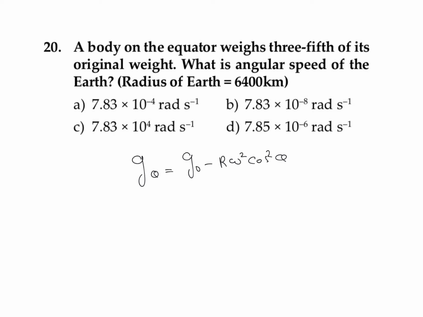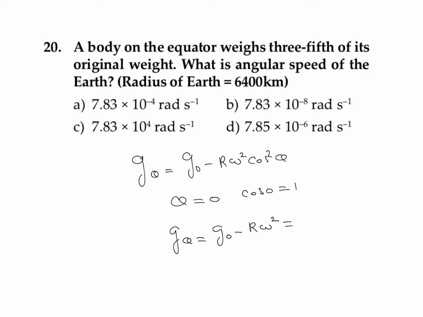And we know that at the equator the value of theta is equal to 0. So the value of cos 0 is equal to 1, or the value of cos square 0 is equal to 1. So you can write g at an angle theta is equal to g naught minus r omega square.